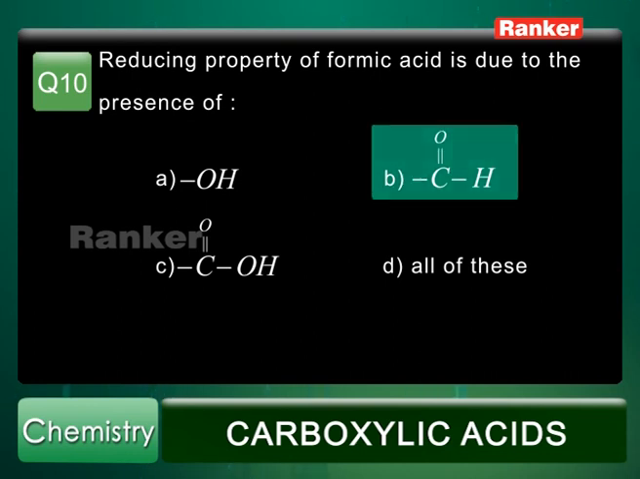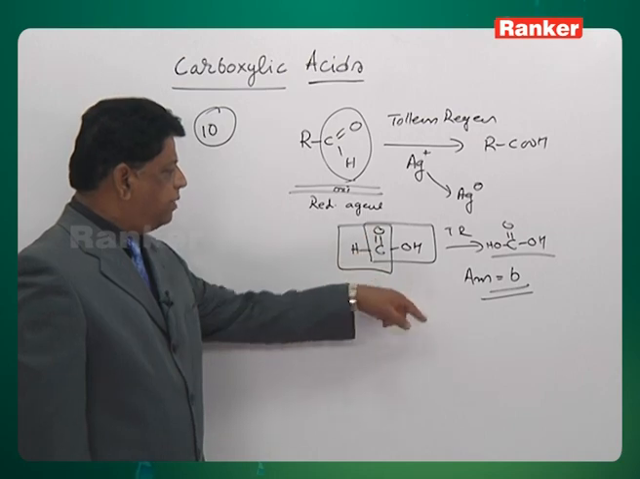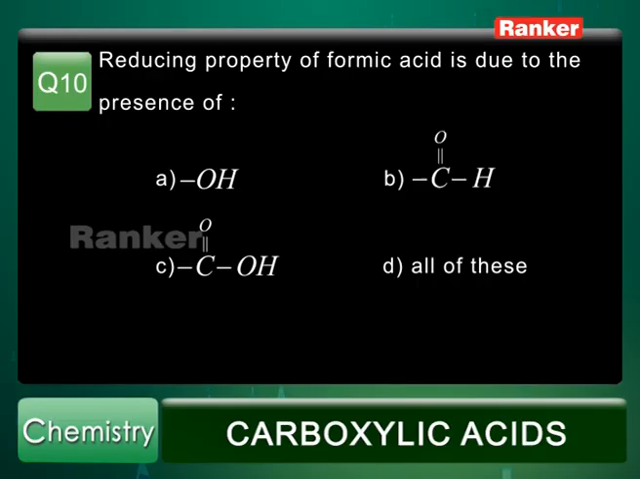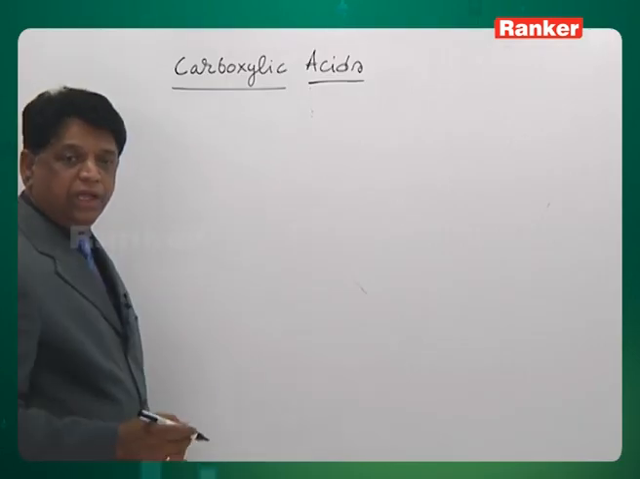Only formic acid has this type of unusual behavior. It has the acidic property as well as the aldehyde nature, that is, the reducing property is also there. Let's go to question number 11.